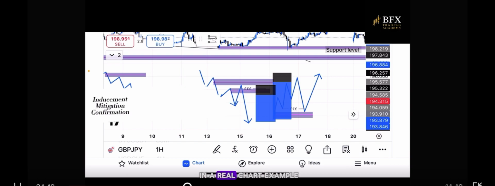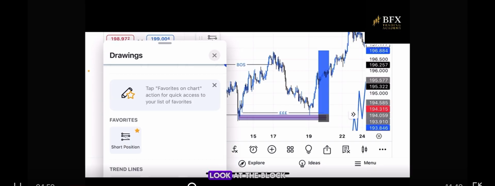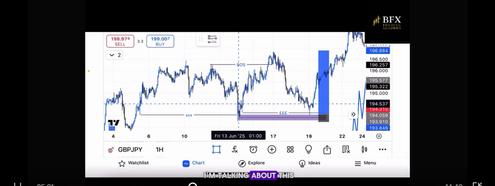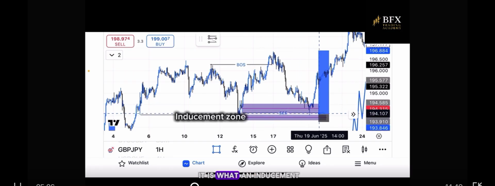Let's see this in a real chart example. Here's an example in the price chart. Now notice how price forms a block. That's inducement. Look at the block I'm talking about. This is the block, right? This is the block. It is an inducement.